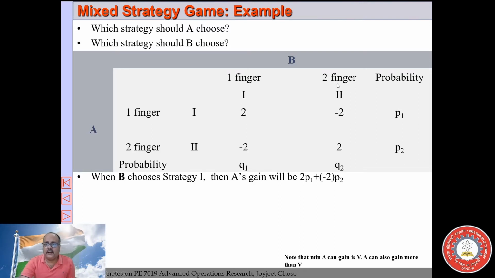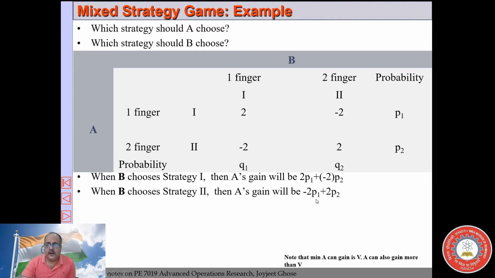Now if B plays strategy 2, what is A's gain or loss? A's gain will be equal to minus 2P1 plus 2P2, because this is the proportion of time A plays this strategy, he loses 2, and this is the proportion of time he plays this strategy, so he gains 2. So it will be minus 2P1 plus 2P2.